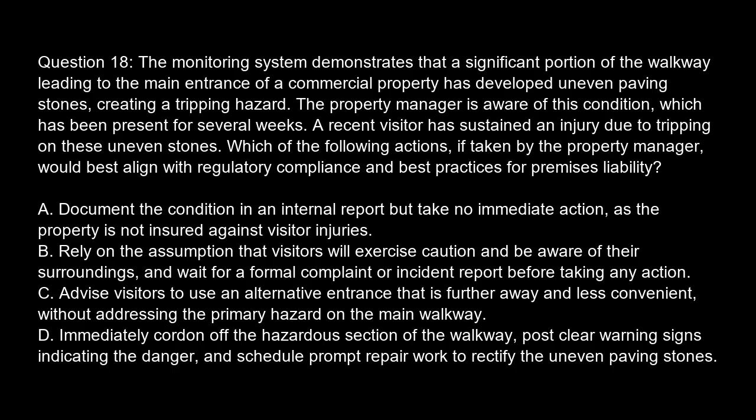Option A. Document the condition in an internal report but take no immediate action, as the property is not insured against visitor injuries. Option B. Rely on the assumption that visitors will exercise caution and be aware of their surroundings, and wait for a formal complaint or incident report before taking any action. Option C. Advise visitors to use an alternative entrance that is further away and less convenient, without addressing the primary hazard on the main walkway. Option D. Immediately cordon off the hazardous section of the walkway, post clear warning signs indicating the danger, and schedule prompt repair work to rectify the uneven paving stones.